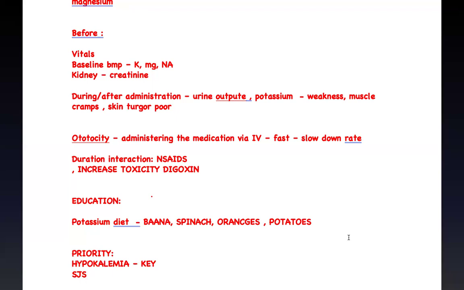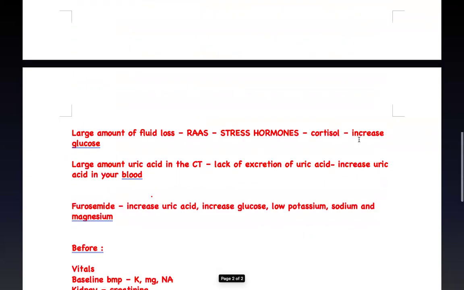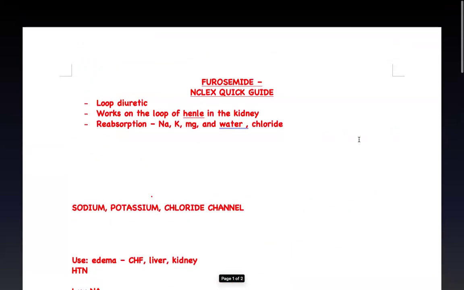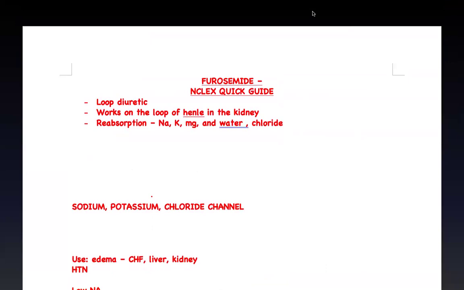So when you see hypokalemia, hyponatremia, hypomagnesemia, and hyperglycemia, the most important is hypokalemia. This is furosemide. This is the pathophysiology associated with all the things you see associated with it.